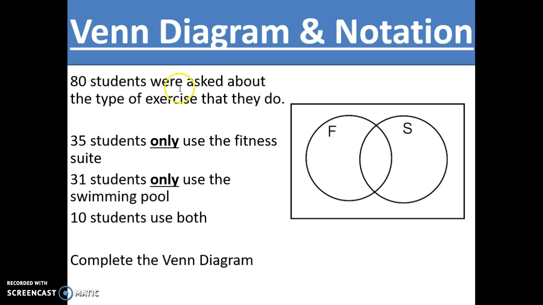The second one is very similar, but with only one difference. 35 students only use the fitness suite, 31 students only use the swimming pool, and 10 students use both. Hopefully you get the idea that this word makes a big difference and that we always start in the middle. So in this case, 10 students use both, 35, 31. If we combine these all together, we get 76, so we know the outside has to be 4.